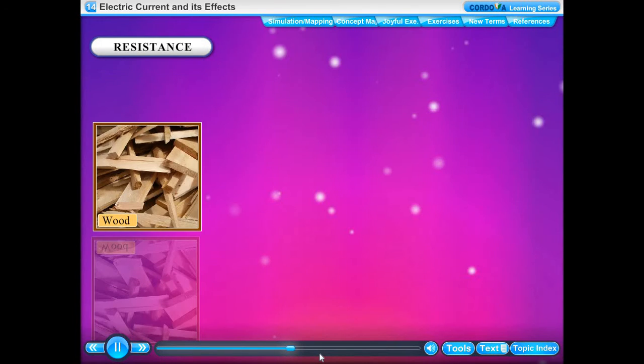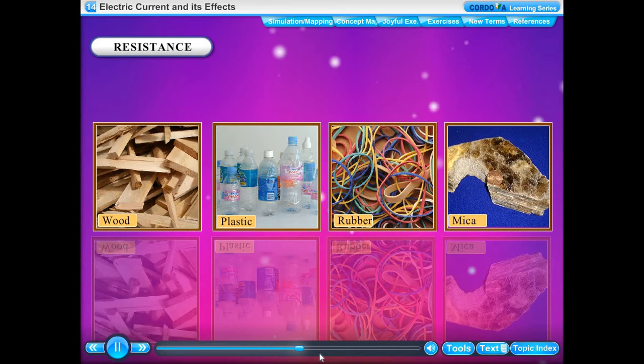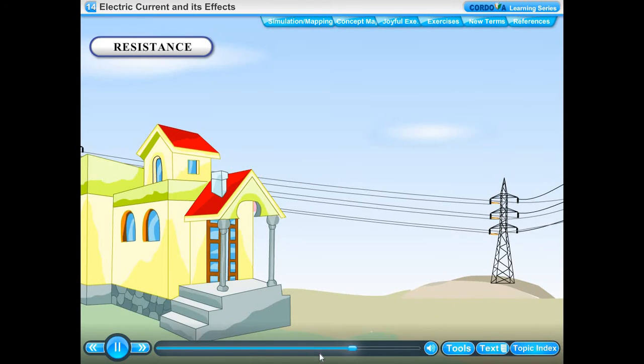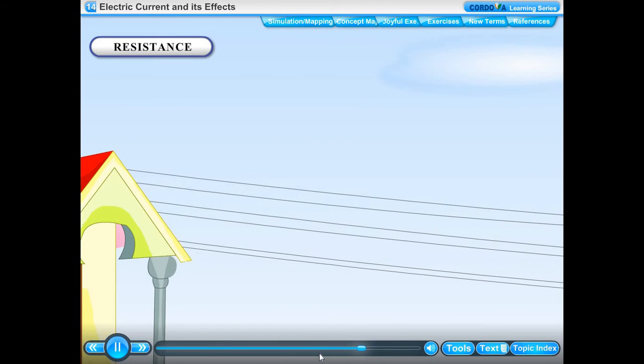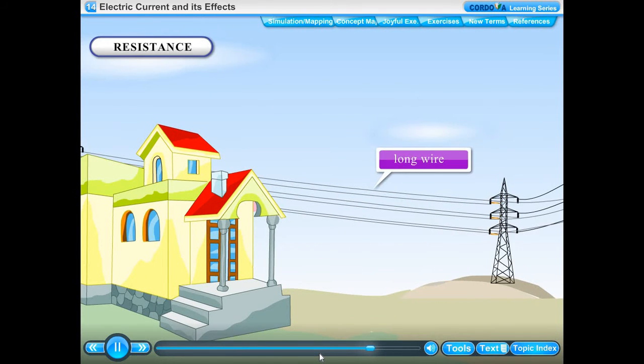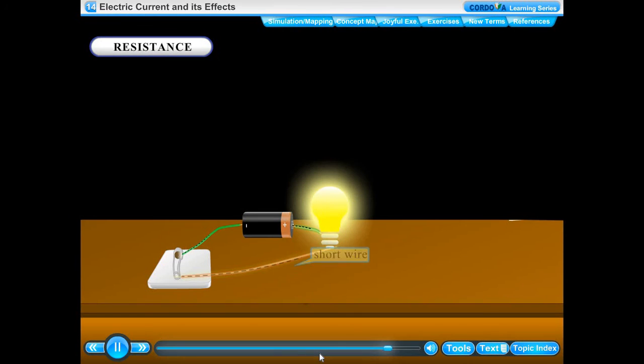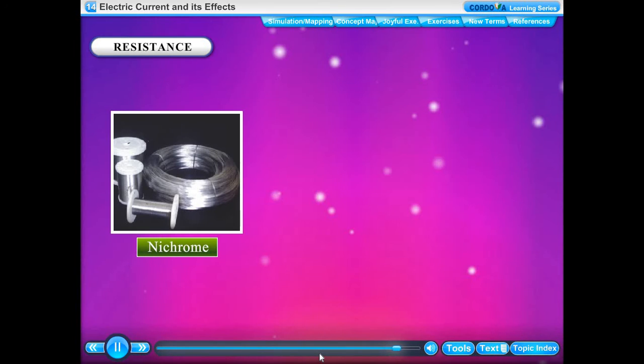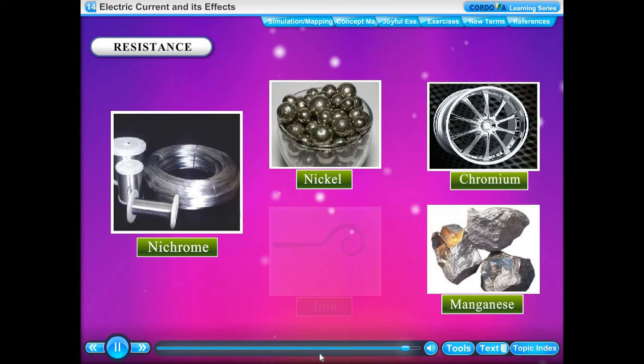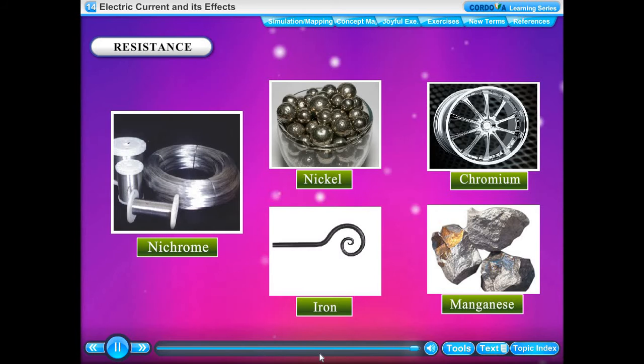Materials like wood, plastic, rubber and mica conduct almost no electricity. They are called poor conductors of electricity or insulators. They have a very high resistance. A thin wire has a higher resistance than a thick wire, and a long wire has a higher resistance than a short wire. Nichrome is an alloy of nickel, chromium, iron and manganese.